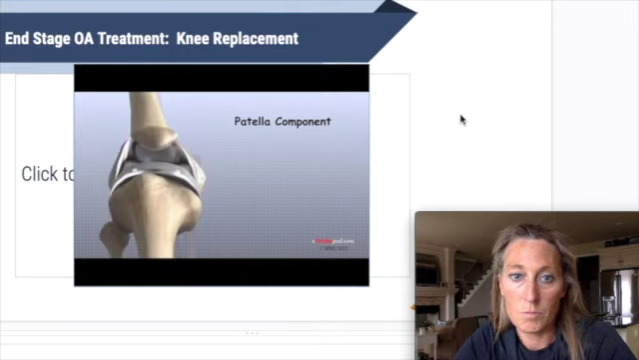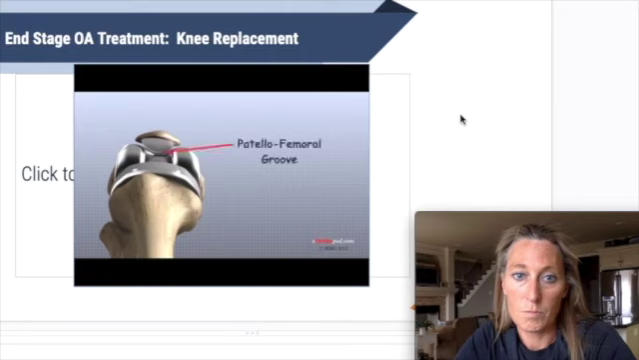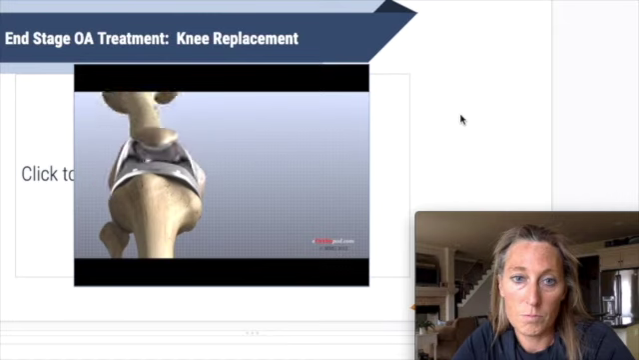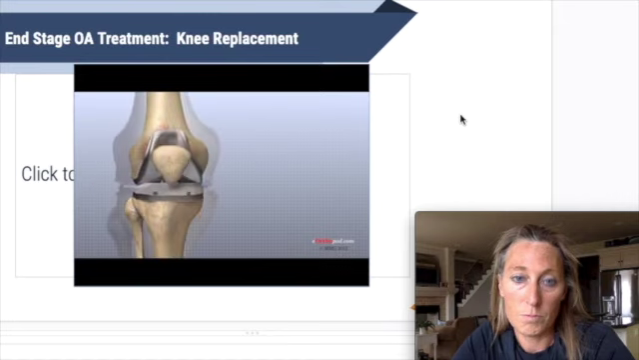The patella glides in a groove on the front of the knee that is called the patellofemoral groove. The femoral component is shaped so that it also has this groove. The plastic patellar component glides against the metal of the femoral component inside this groove.